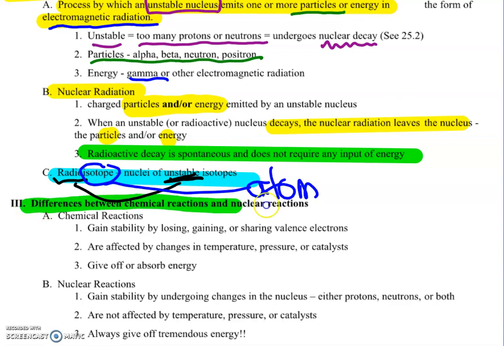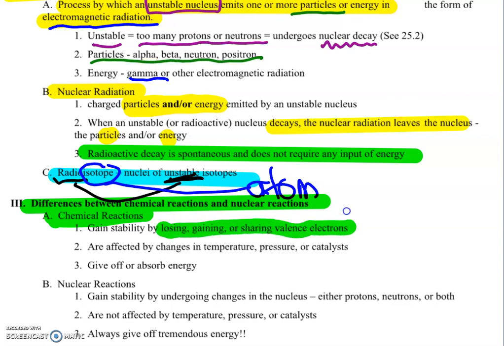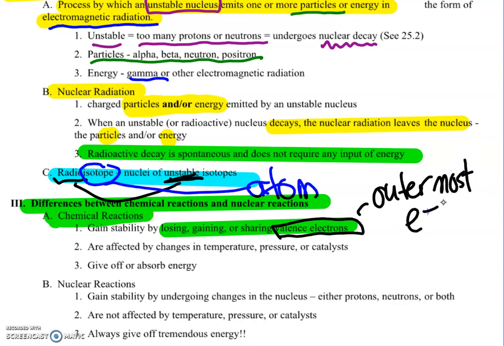Okay, let's see here, our next section. Differences between chemical reactions and nuclear reactions. So almost all year in chemistry, except for this chapter, we will exclusively deal with chemical reactions. And these are all about losing, gaining, or sharing the valence electrons. This is an important vocab word from 9th grade physical science, or maybe 8th grade science. Those valence electrons, those are the outermost electrons in an atom. So just the ones on the very outside. These can be affected, so they are affected by changes in temperature, pressure, or catalysts, and they can give off or they can absorb energy. Either thing is possible. So that's what most of our year will be focused on.